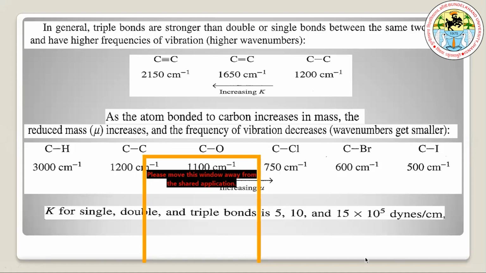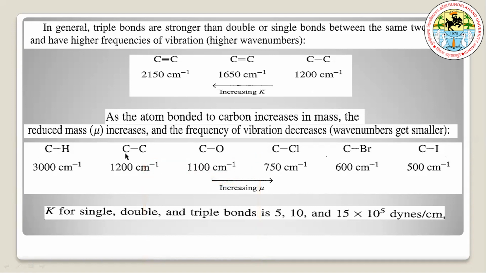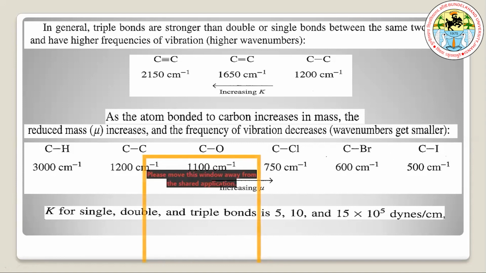That is the reason that the CI bond is observed at 500 centimeter inverse, and the CBr bond is observed at a little bit higher position than CI, the CCl bond at a little bit further higher position, and CH is observed at the highest position compared to all in this example. So if the value of mu, that is reduced mass, reduces, the frequency of vibration is observed at a higher position. Similarly, if the value of K reduces, the frequency of vibration is observed at a lower position.